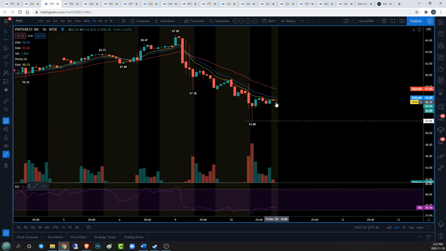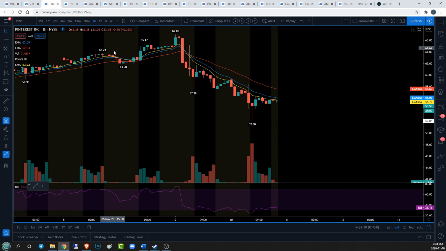At this point, I'm going to be looking for another rejection from our EMA 12. If we lose the afternoon low of 54.92, I would expect another test in the area of 52.06. It would essentially be very similar to what we did over here at 57.38: went sideways for a while, managed to hold above it, retested, failed, and we move on to the next leg down.